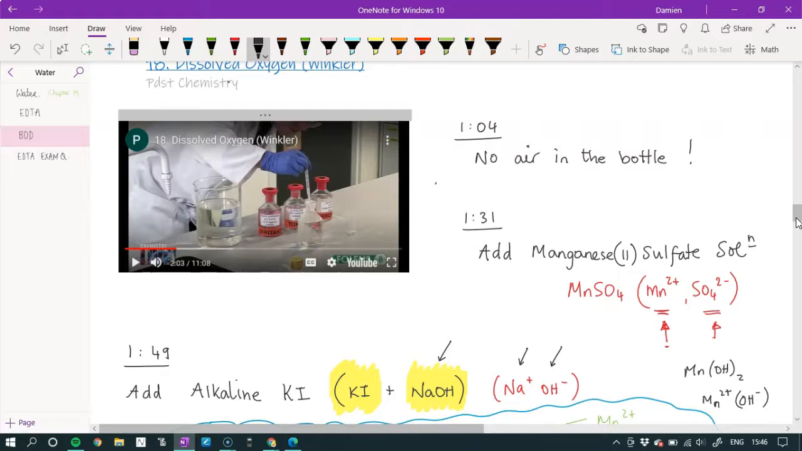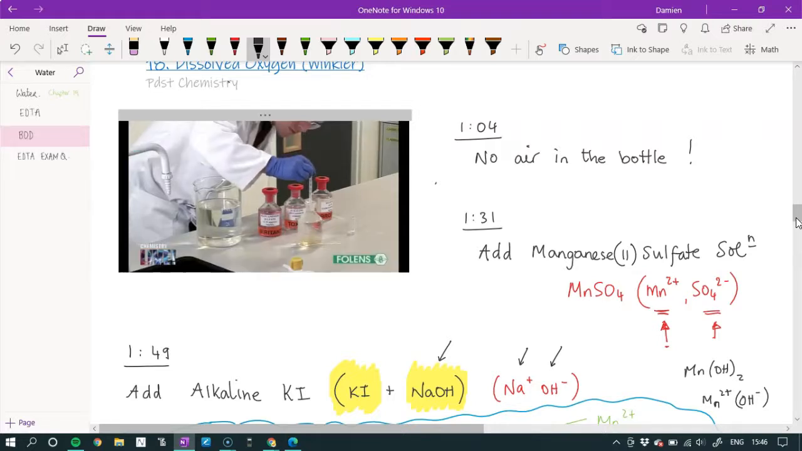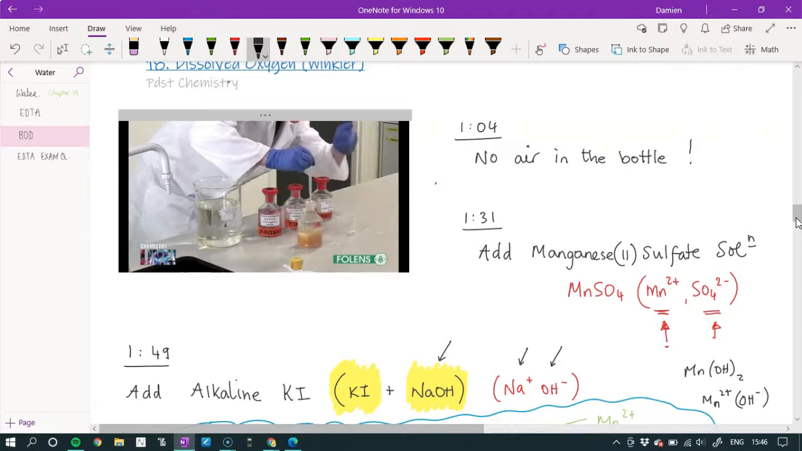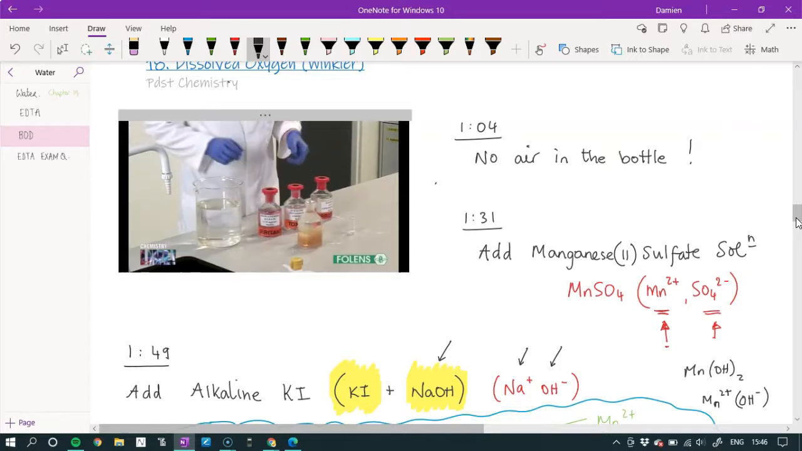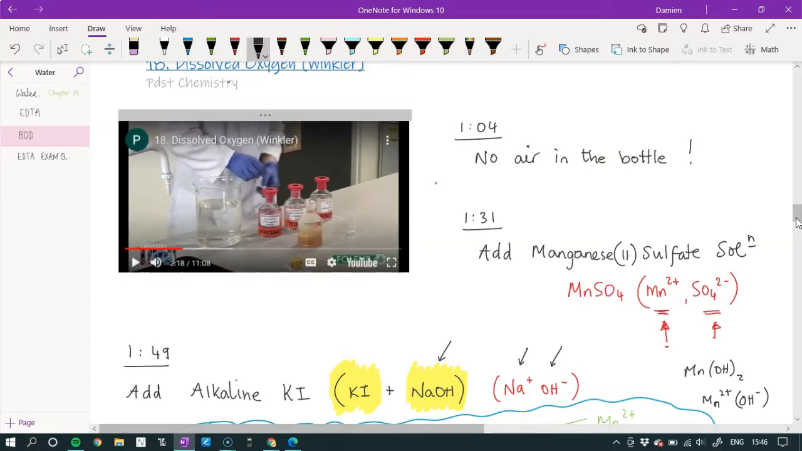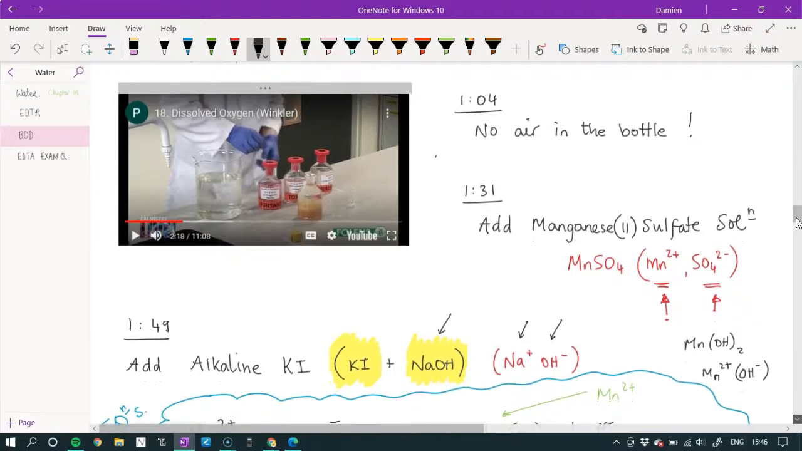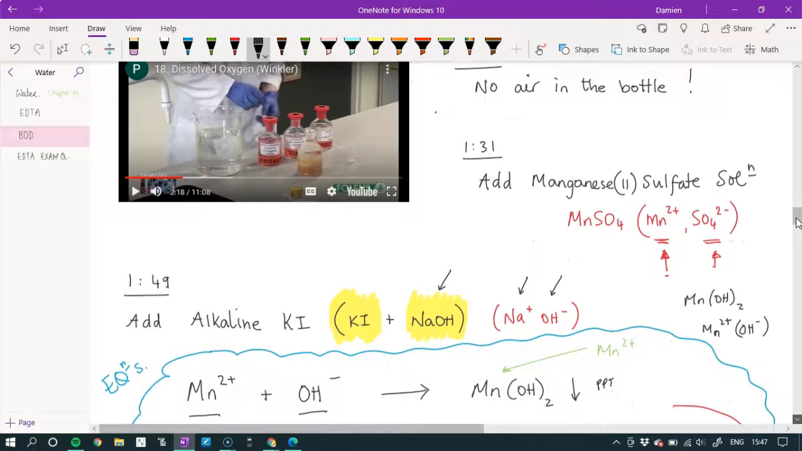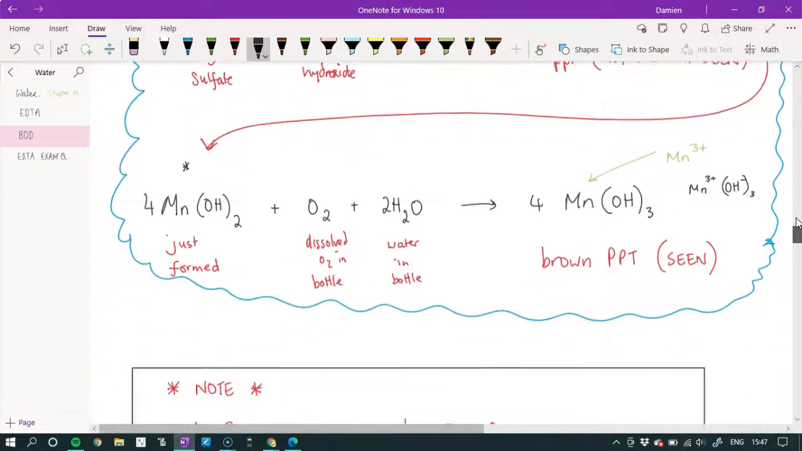So let's just have a look at that brown precipitate being formed. Okay, so that's your brown precipitate formed. So what's next?